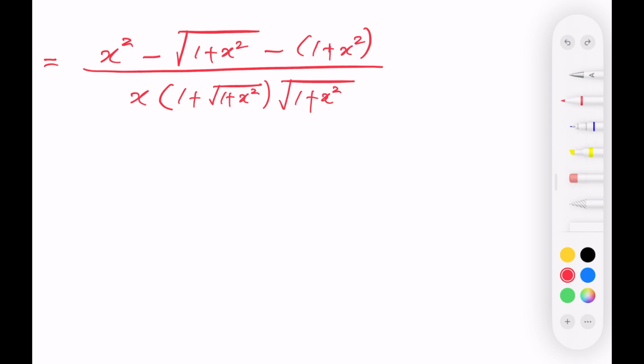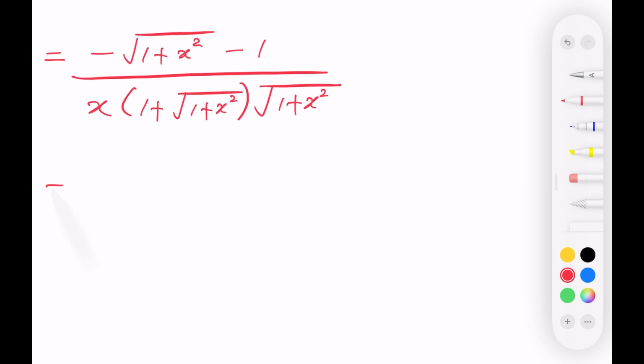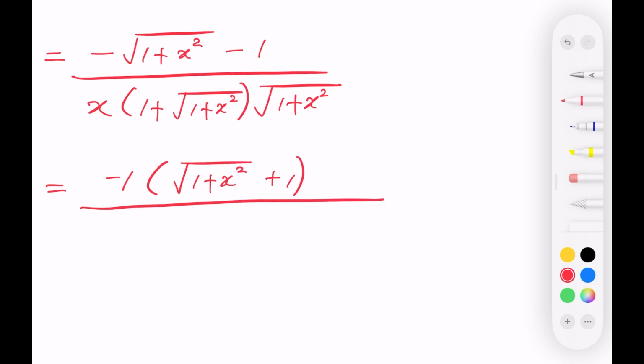And on the numerator, I have negative 1 plus x squared minus 1. In the denominator, I have x times 1 plus square root 1 plus x squared times 1 plus x squared. Then from the numerator, you can see that I can factor out a negative 1. When I do so, I have square root 1 plus x squared plus 1. And in the denominator, I have x times 1 plus square root 1 plus x squared times square root 1 plus x squared.